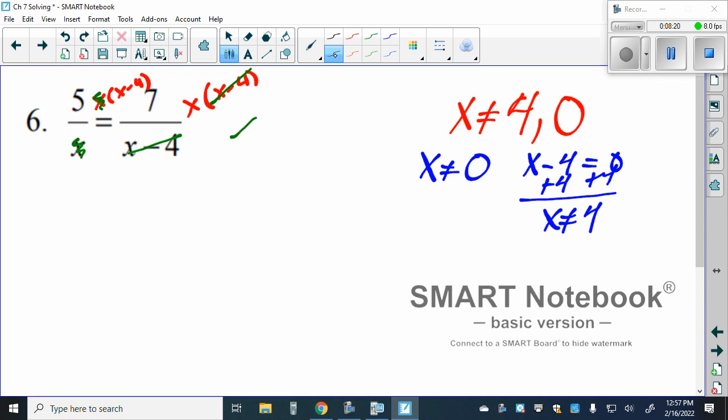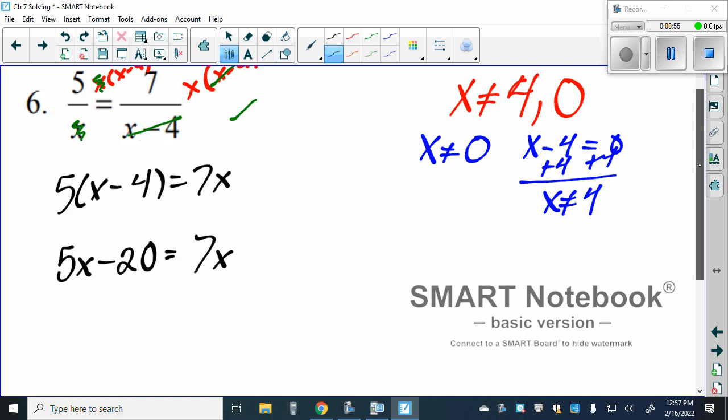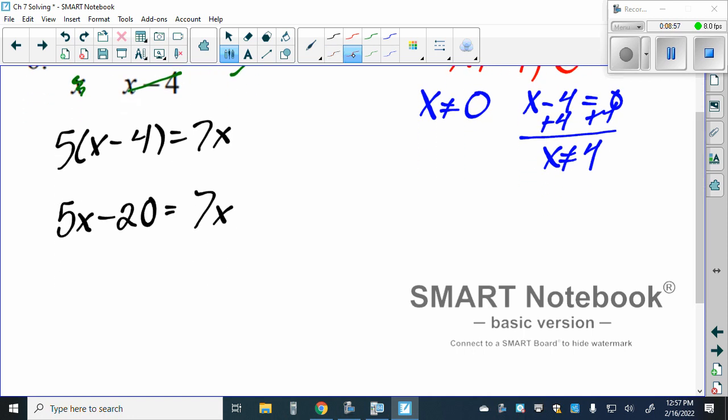And we could rewrite that as 5 times x minus 4. But if we feel comfortable, well, 5 times x is what? 5x. 5 times -4 is -20, equal to 7 times x, which is 7x. Because if we feel comfortable doing that, we can jump straight there. We don't have to rewrite it as 5 times x minus 4 is equal to 7x. Because if we feel comfortable doing that multiplication, go on and do it. Any questions on this so far?